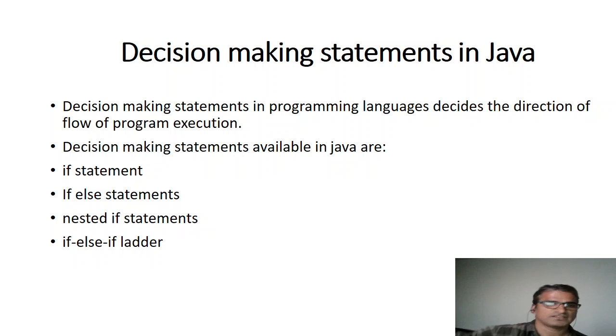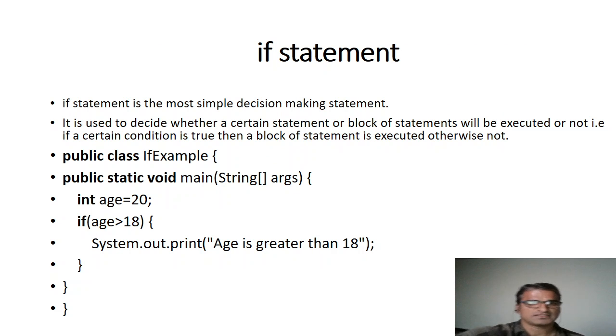So in Java, we have four types of decision-making statements: simple if statement, if-else statement, nested if statements, and if ladder. So let us see those statements one after another. So let's see the first, the if statement. It is just a very simple if statement.